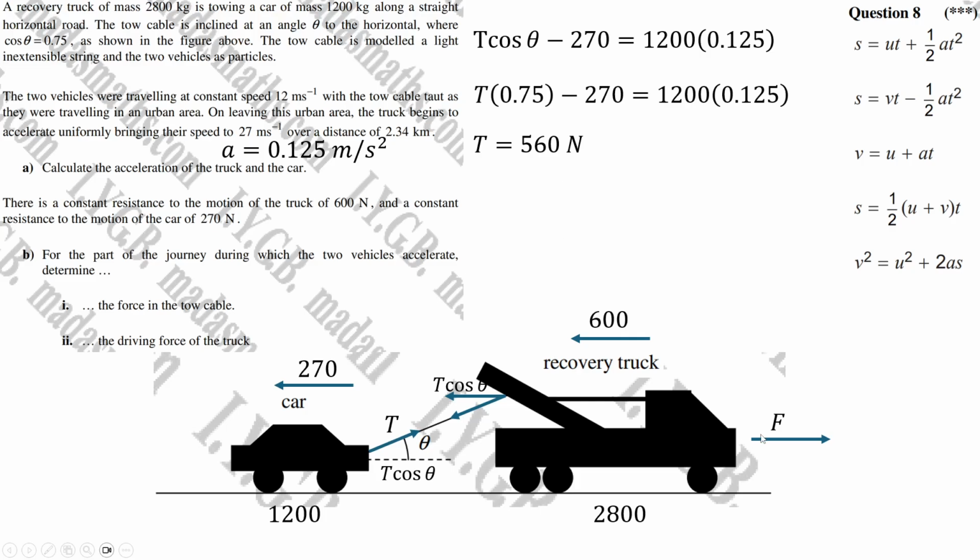And then I've done the same thing, but this time on just this recovery truck. So I've said that F take away 600, take away T cosine theta equals its mass 2800 multiplied by A. I've already said that cosine theta here is 0.75, and then the T is already 560. Rearrange for F to get 1370.